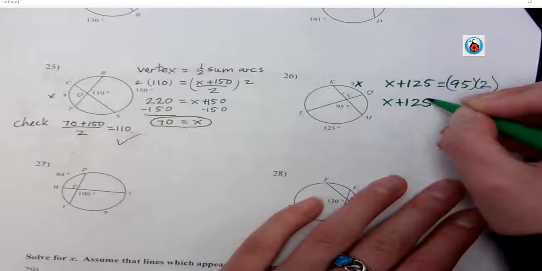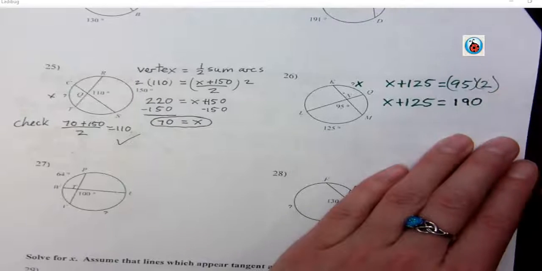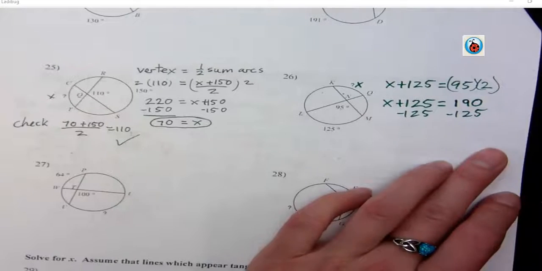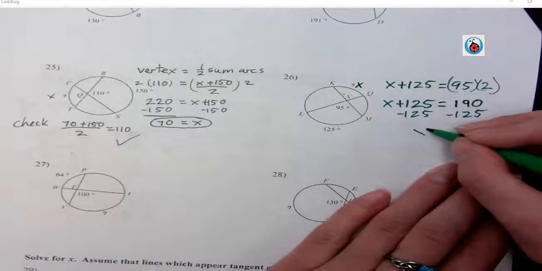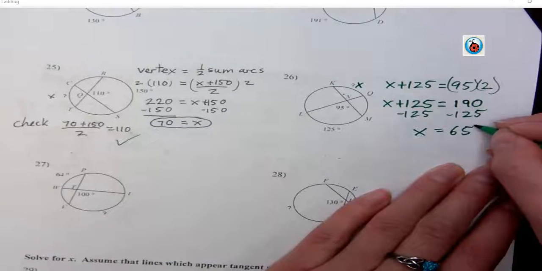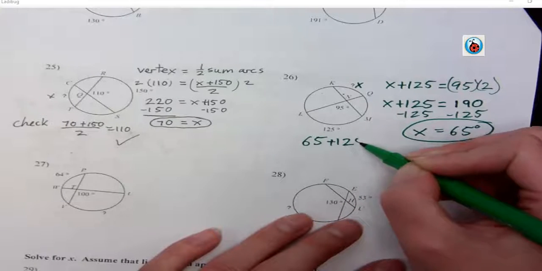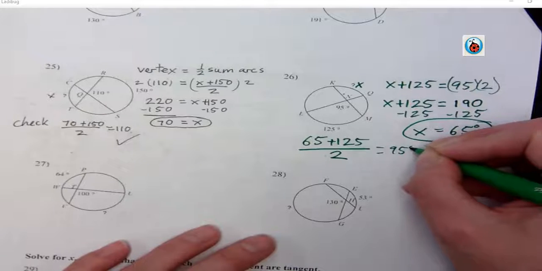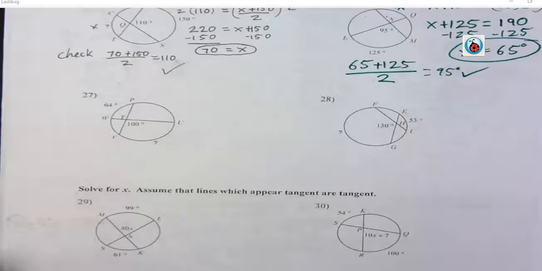So x plus 125 equals 190, minus 125 to get x equals 65 degrees, and we're going to check. 65 plus 125 divided by 2, and I plug it into my calculator and see, yes, it equals 95. So now you have 2 more. Solve them by yourself.